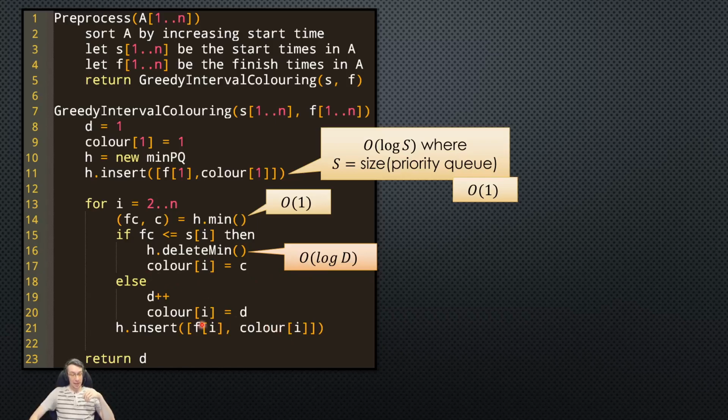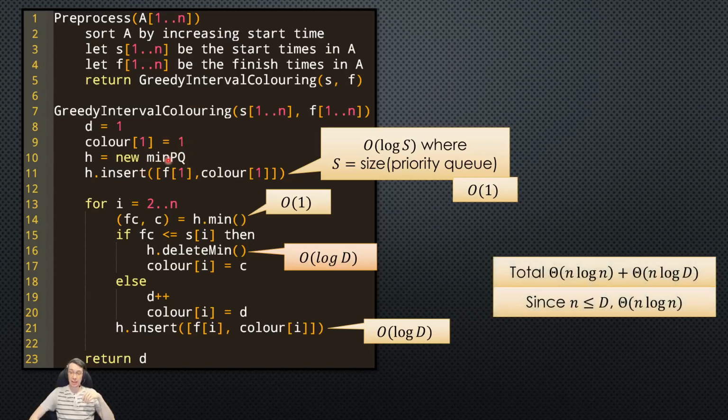Okay, and then there's the insert here, which also takes order log d time. So what we have here is a loop up to n where we do order log d work in it. So it's n log d time for this whole loop. It's n log n time for the sort here, and then it's constant time outside of that loop. So we have order n log n plus n log d time.